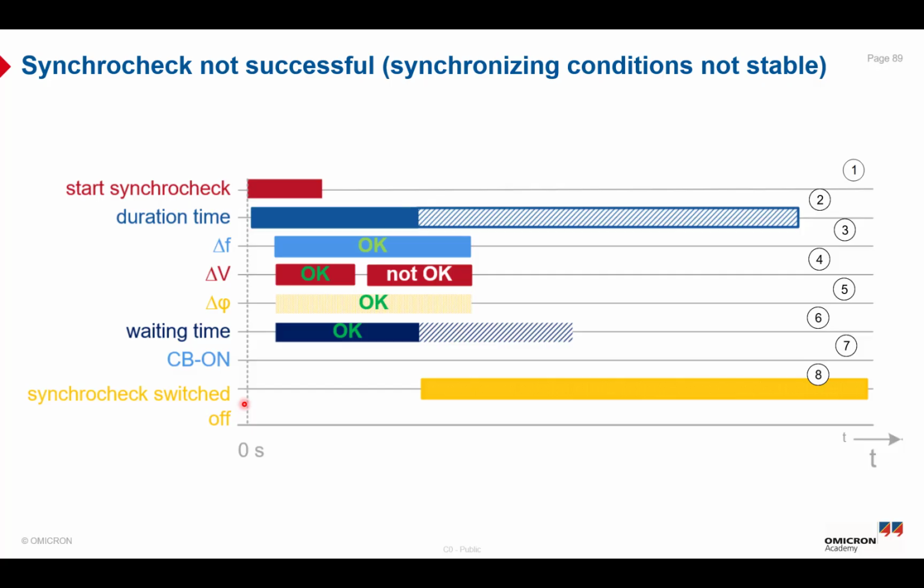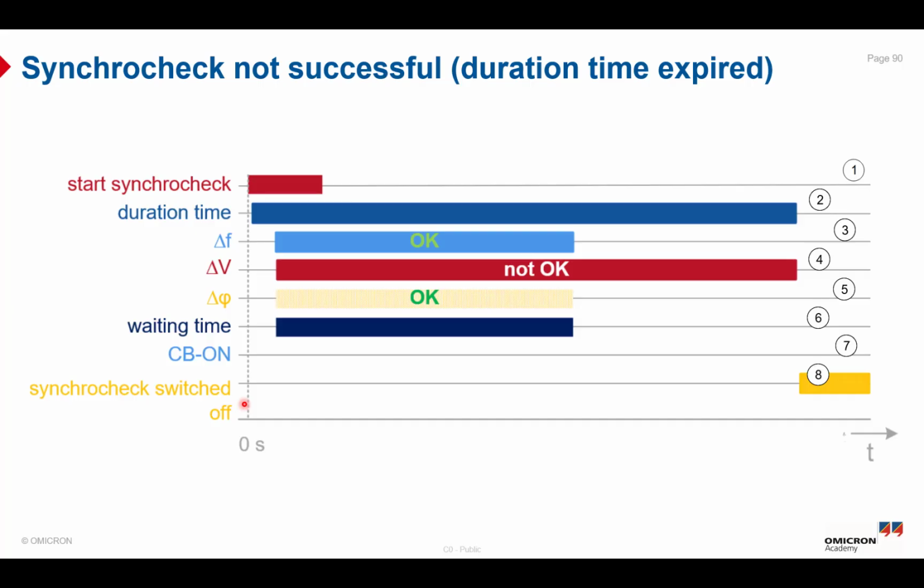Okay, so here is the difference between the successful and unsuccessful Synchrocheck, as you can see from our screen. So here is the main difference: delta V is not stable during the waiting time. Another example which can happen, and which we need to test during the Synchrocheck function testing, is the not successful scenario due to the duration time expiring. So in our figure here, the Synchrocheck is not successful because the duration time expired.